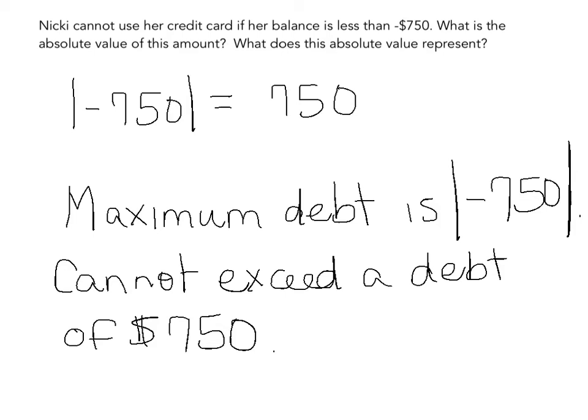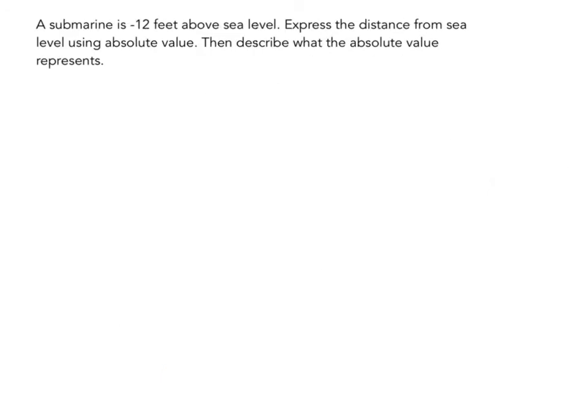Notice when we write this number right here that it's positive 750, but it's a debt. And so when we wrote the absolute value of negative 750, we show that as a debt of a positive 750. Okay, let's look at another example.